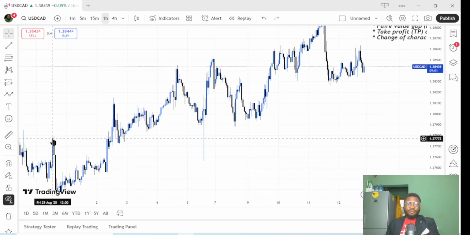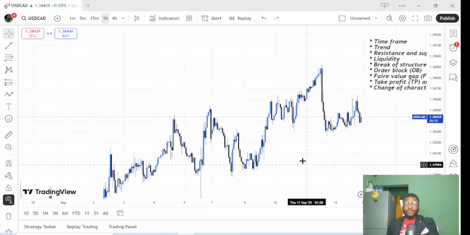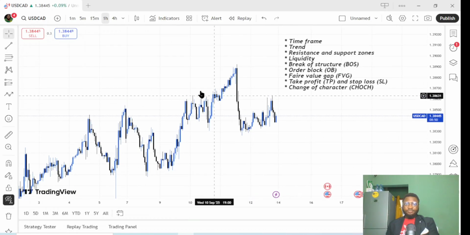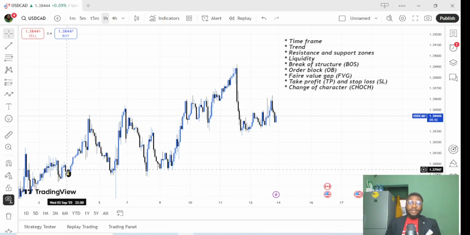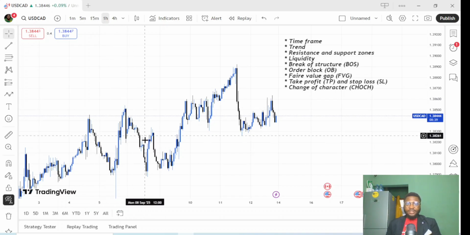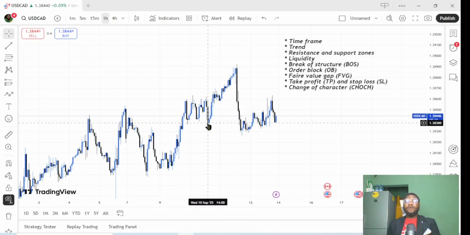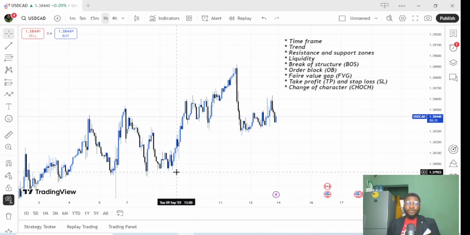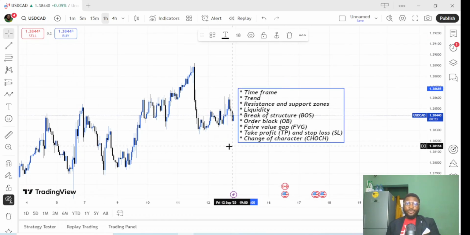As you can see, the market is breaking structures towards the upside. That is how I know that the market is in an uptrend. It is creating higher highs, higher lows, higher highs, higher lows. How do I call higher lows? Because this low is above this low. How do I call it higher high? Because this high is above this high. So that is how I know it is in an uptrend.